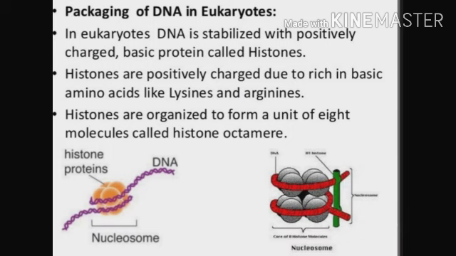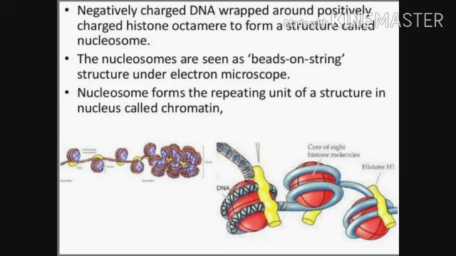Histones are organized to form a unit of 8 molecules. That's why that unit is called a histone octamer. In the given picture, you can see the nucleosome, in which histone protein and DNA are there, and DNA is wrapping around the histone protein, which forms the nucleosome. Okay. Now, negatively charged DNA is wrapped around positively charged histone octamers to form a structure. That structure is known as the nucleosome.